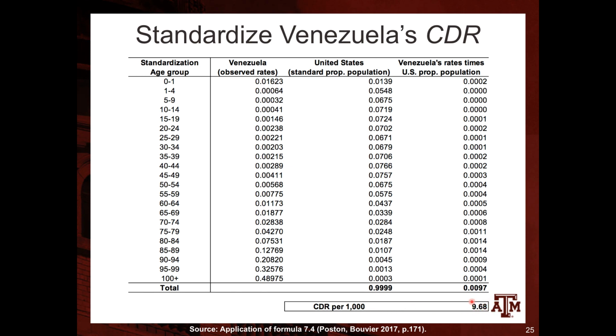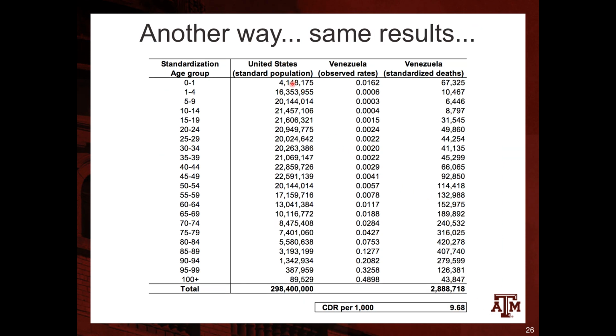Another way to get to the same result is to get the population in the US, and these are the absolute numbers, the raw population. In this case we have a little above 4 million people in the US between the ages of 0 and 1, and we get the same age-specific death rates observed for Venezuela, and we multiply one by the other. So what we are doing here is saying, if this population from the US in this specific age group was exposed to these age-specific death rates from Venezuela, how many people would have died? If these children between 0 and 1 years of age, or babies, were exposed to these mortality rates from Venezuela, we would have a little more than 67,000 deaths in this specific group. And if we add all these deaths here, we have 2.8 million.